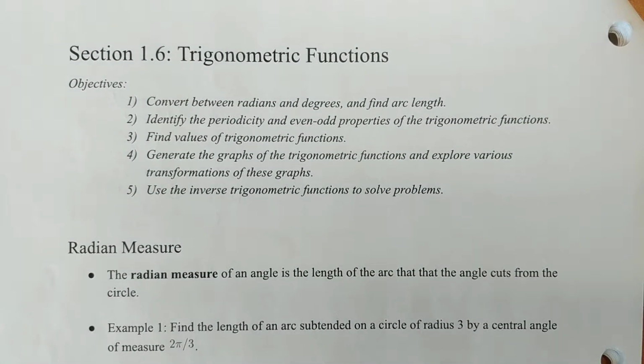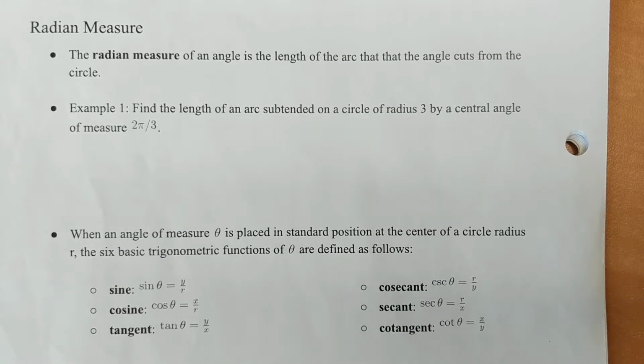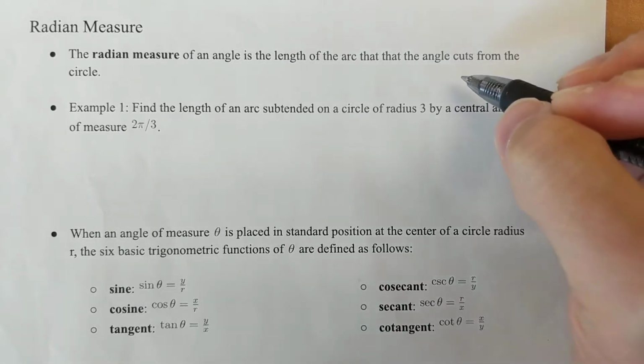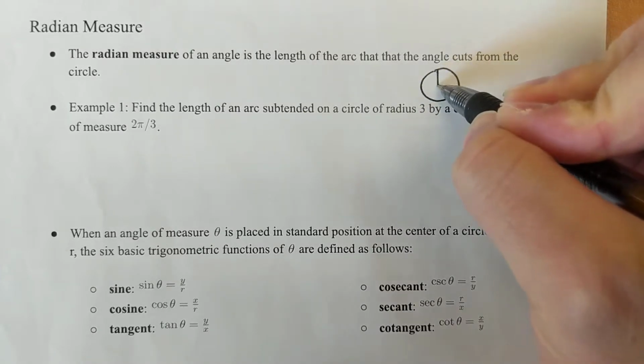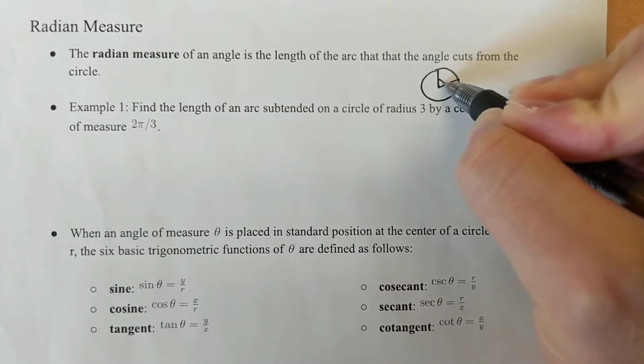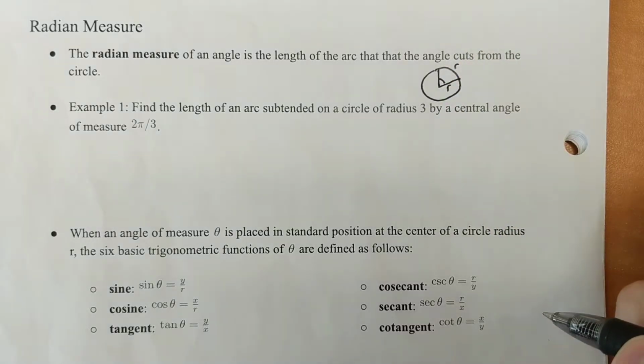And here we have the notes for section 1.6, the trigonometric functions. So radian measure: the radian measure of an angle is the length of the arc that the angle cuts from the circle. So you're talking about a radian angle, whatever angle makes that edge around the edge of the circle the same length as a radius.